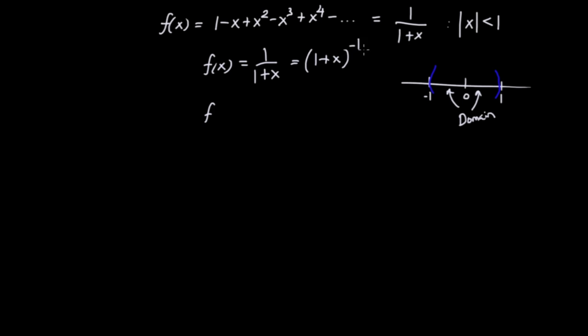Or, even more simply put, we can just plain old calculate the derivative here. I'm going to rewrite this as 1 plus x to the minus 1. f prime of x is given by, just using the power rule, negative of 1 plus x to the minus 2. The second derivative is given by the following: 2 times 1 plus x to the minus 3. And there's nothing stopping us from calculating any derivative at any point in this interval.